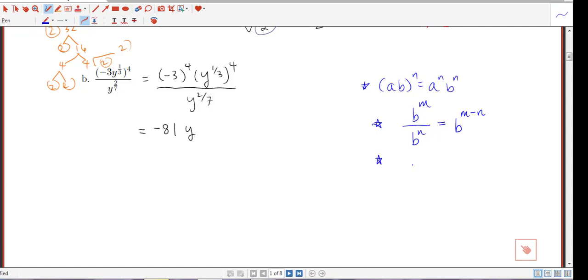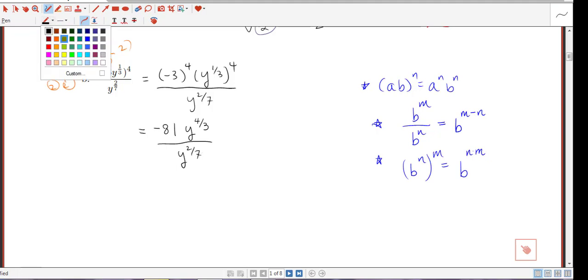And another property that you should know would be this. If you have b to the n, to the mth power, what do you do? You multiply the exponents. This is going to be b to the n times m. Okay, so I'm going to use that property here. So this is going to be y to the 4 over 3, because 1/3 times 4 gives 4 over 3. Now the whole thing over y to the 2 over 7.